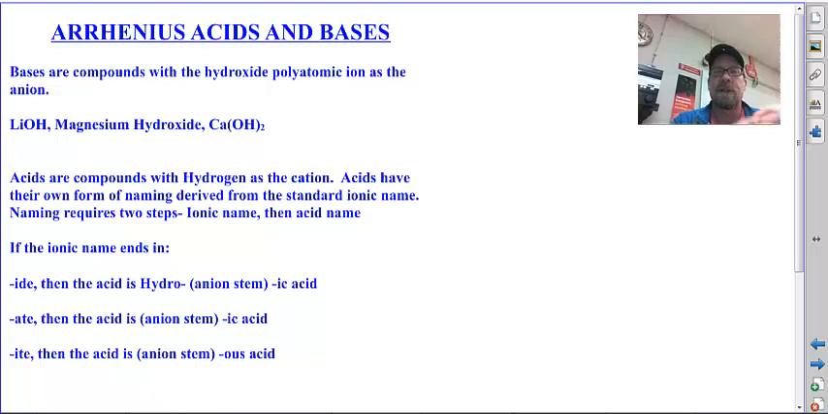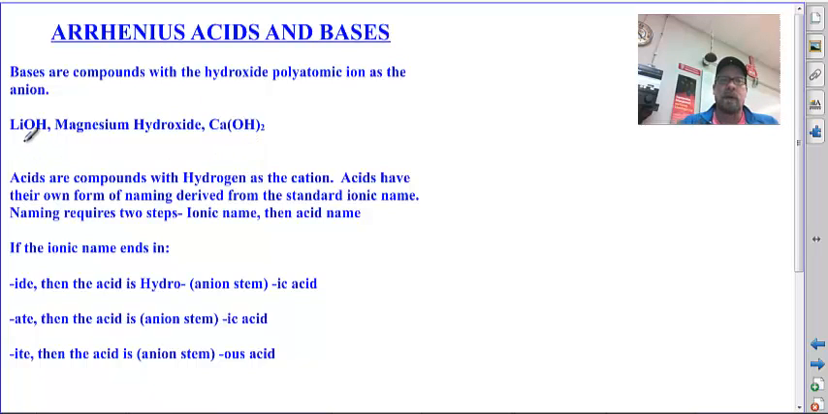We're going to continue in our series of how to name chemical compounds, really that follow ionic naming processes, whether they're ionic or not. And so our discussion today is on acids and bases, and specifically what are called Arrhenius acids and bases. We'll talk more about acids and bases later in the year, but that was just the first definition of what acids and bases were.